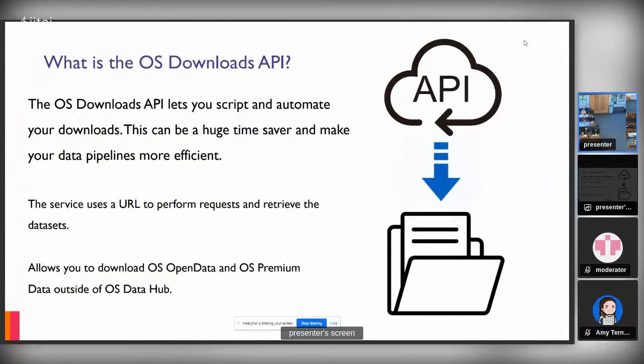So what is the Downloads API? It's an API that Ordnance Survey has created to allow people to come into our databases and pull the products that they need as part of their workflow. They can use that URL to download the specific product that they've selected and bring it in. The main use case for this is just to simplify workflows. If you can use the API in that way, you can automate that download process and simplify how you're undertaking your tasks.